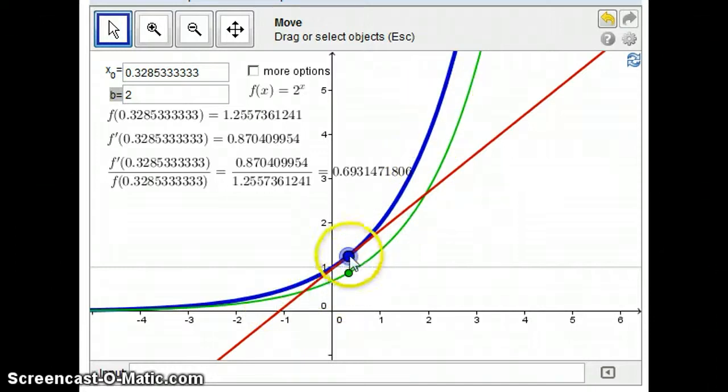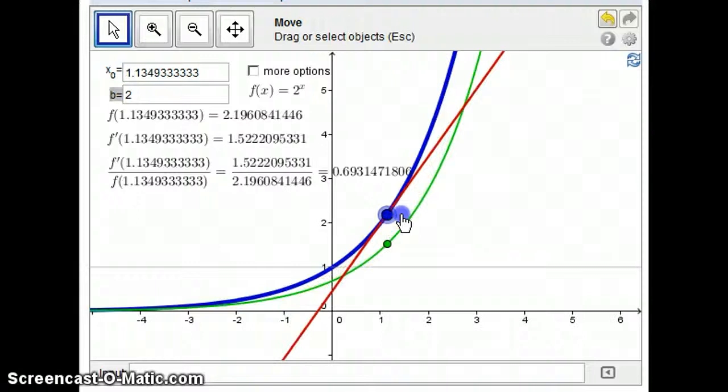So I can move along this line, and for every point on the curve I have the tangent line, and the slope is the number after f prime of that particular x value. I can see f at that x value right here, and also the derivative, or the slope of the tangent line at that point.